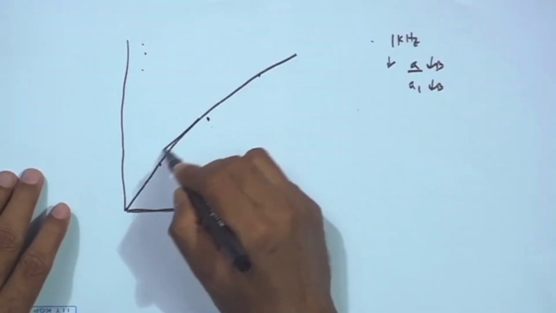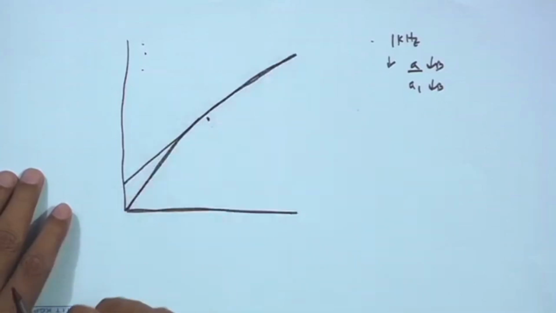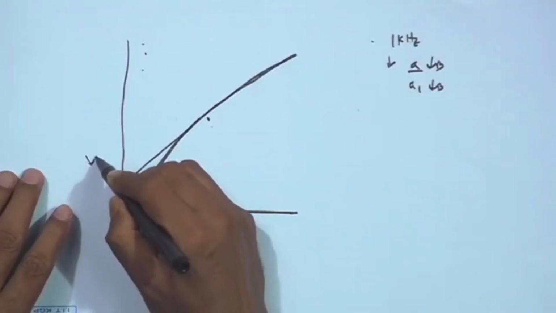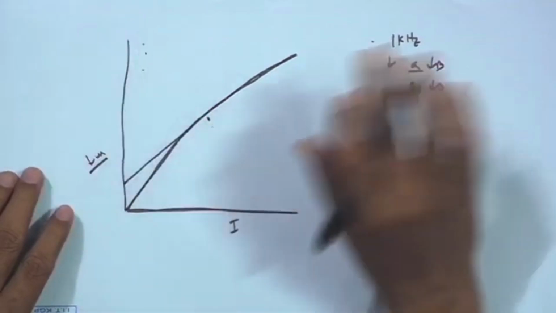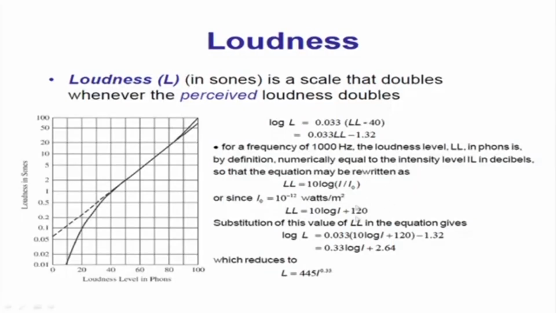Then I derive the equation of the curve and find out the loudness scale and the relation between intensity and loudness. So, this is the derivation of the loudness and intensity relation. I am not deriving it again.